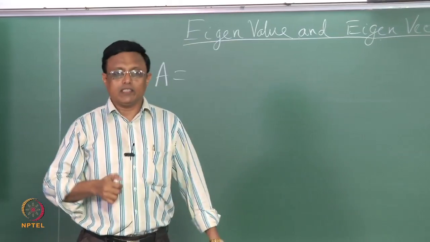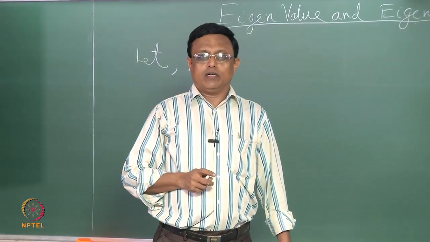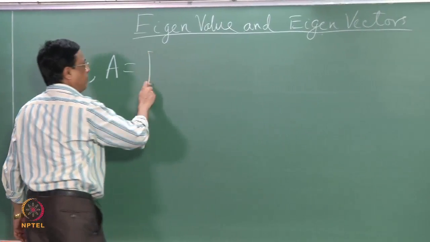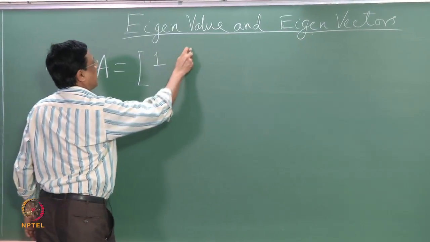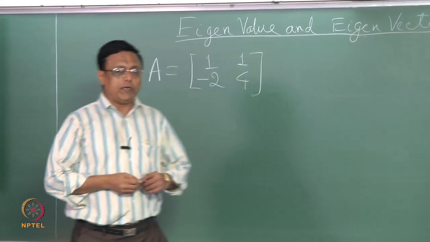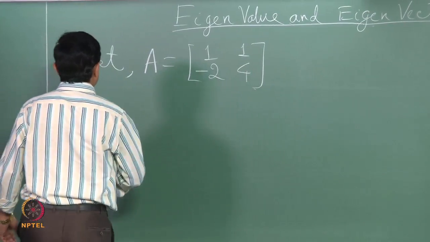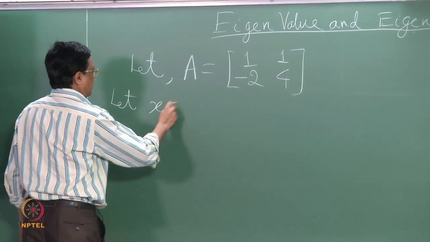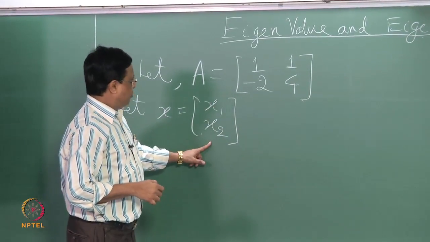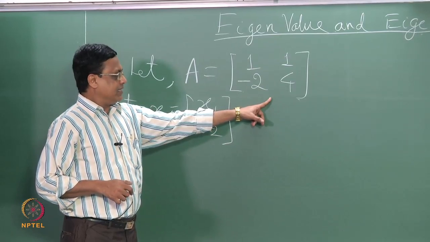We will start with an example, to find out, given a matrix A, how do you compute its eigenvalue and eigenvectors and look at their properties. We will take a very small matrix of size 2 cross 2, and let this be the matrix for which we need to compute the eigenvalue and the eigenvectors. And let a vector x, which has two components x1 and x2, we have two components here because the matrix is of size 2 cross 2. So, we are talking of a square matrix here in general.